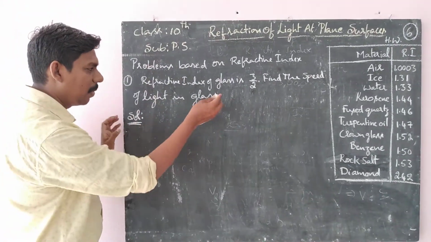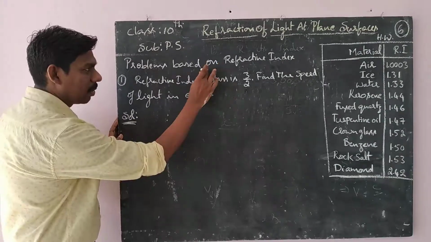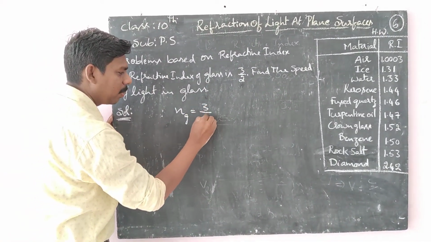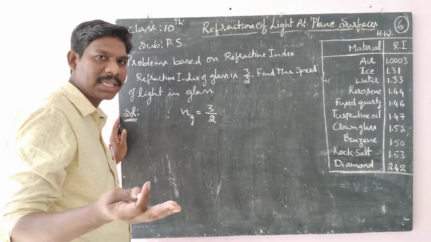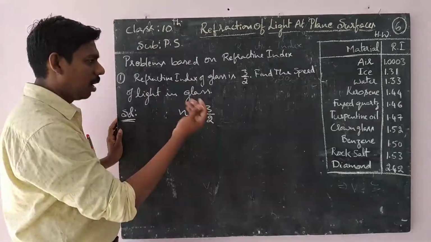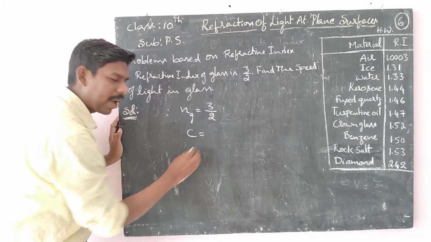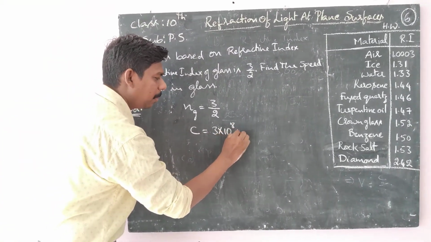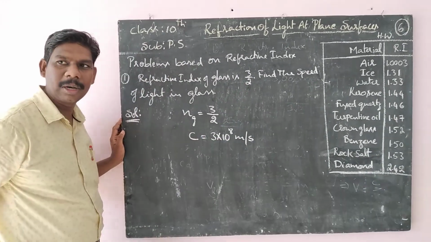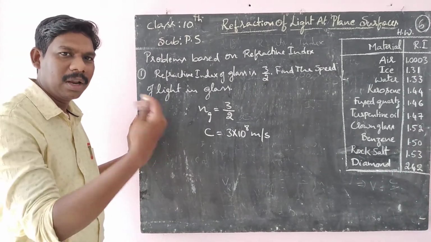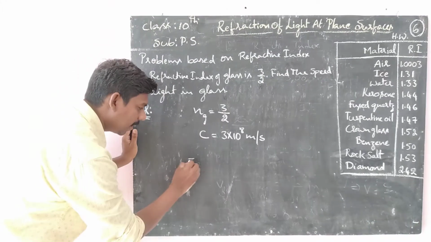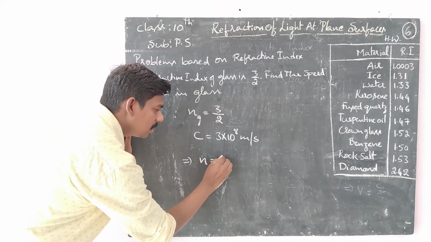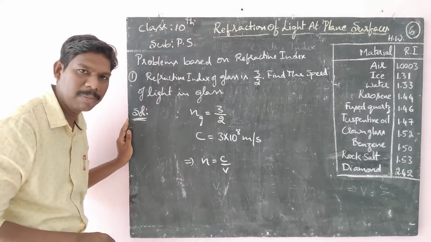How? See, first write the given value. What is the refractive index of glass? It is given by 3/2, and we know refractive index has no units. And we know that the speed of light in vacuum or air is 3 into 10 power 8 meters per second. Now, what is the formula? What is the relation we have for refractive index and speed? n equal to c by v.